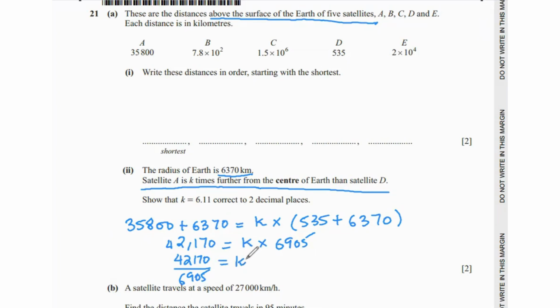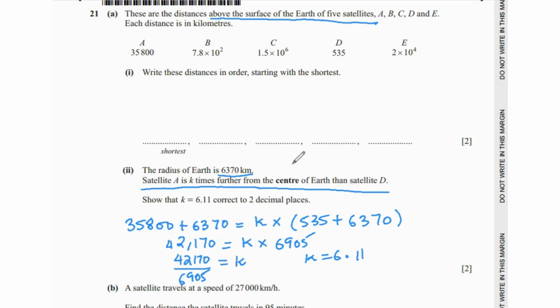So that's going to be 6.11, correct to two decimal places, as given in the question as well. So for this question, you have to read each statement very carefully.